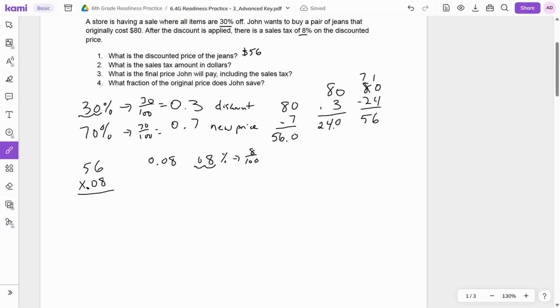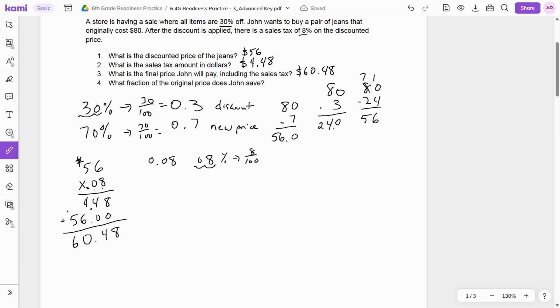0.08, so that's going to be a 48, 40, 44. That is just a whole bunch of zeros on that next row, so I can just avoid that. I just need 2 digits behind the decimal in my product there. So what is the sales tax? That's going to be $4.48. And then the final sales price. Well, let's take my $4.48 and add that to $56. And we are going to get $60.48.